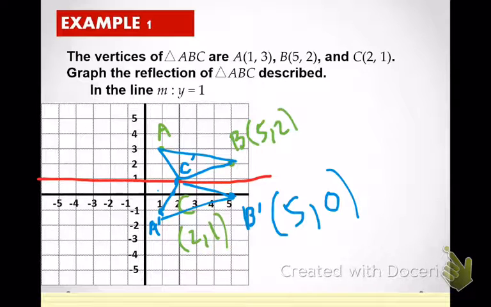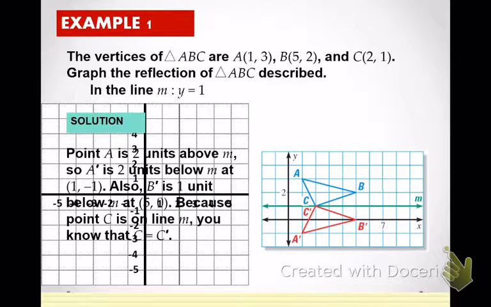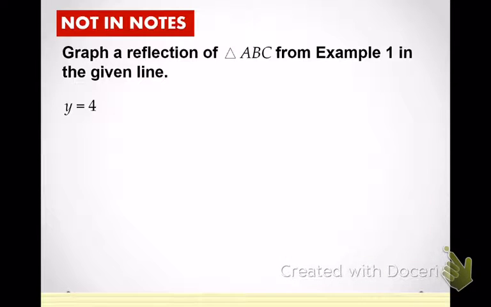Is the reflection clear? Any questions on that? Okay. Everybody have it? Moving on. Here's the solution. Looks like that. Very similar to what we had. Right? Okay.